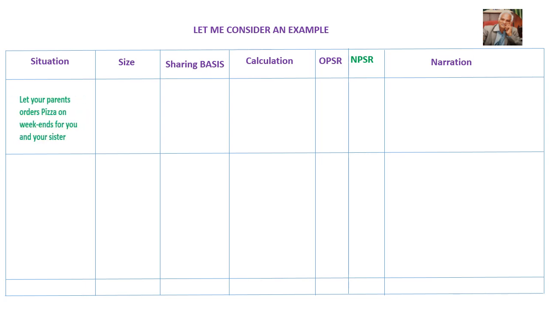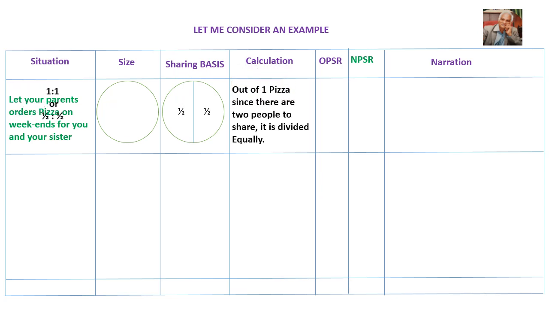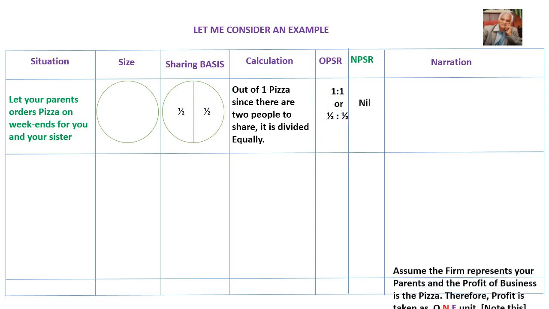Take the first situation. Let your parents order pizza on weekends for you and your sister. Look at the size. How do you share now? Naturally, there are two people, half and half. Out of one pizza, since there are two people to share, it is divided equally. That is 1:1. No new profit sharing ratio.